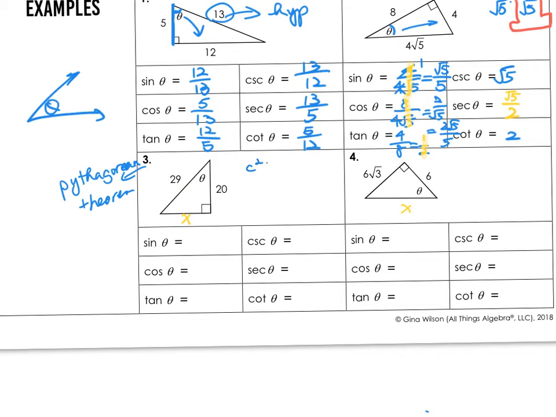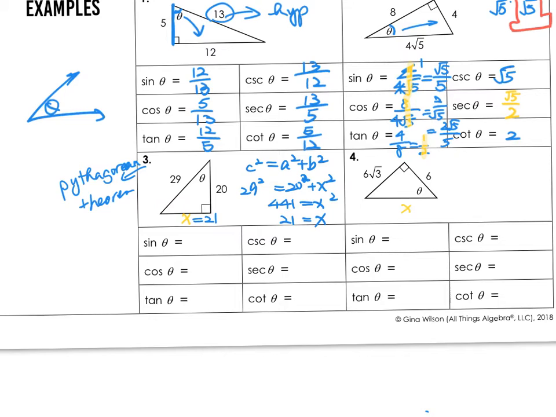So c squared equals a squared plus b squared. C must be my hypotenuse. My hypotenuse is 29. And a is 20. B is my x squared. So if you do this right, you should have 441 equals my x squared. And if you take your square root, x equals 21. So this side equals 21.